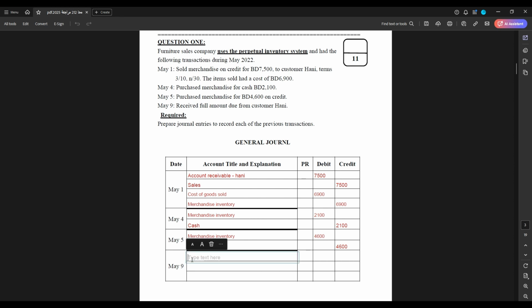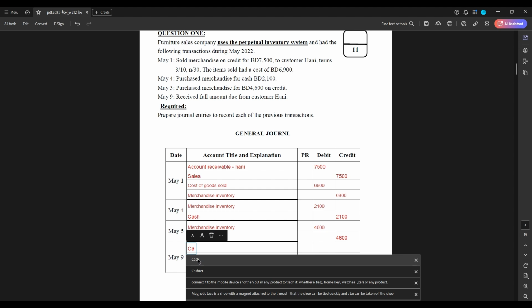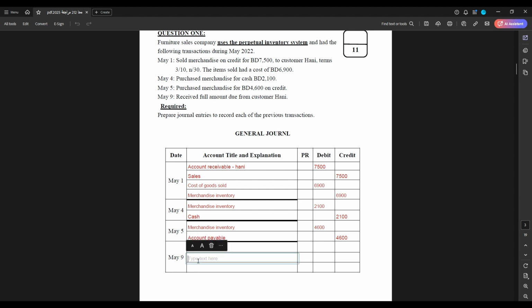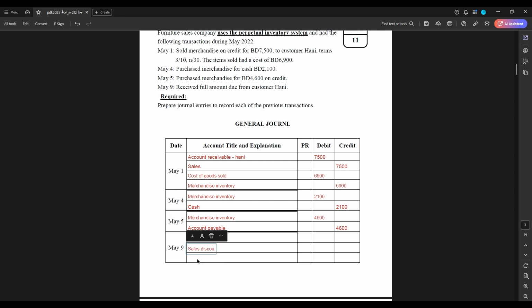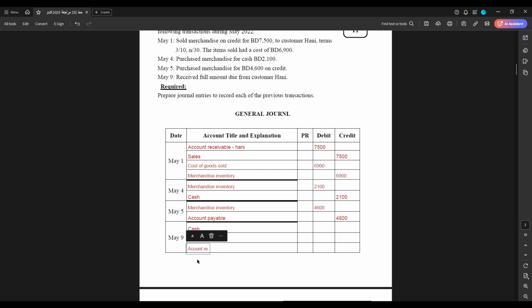So we record the cash minus discount. First cash debit, also sales discount debit, and we will record accounts receivable for Hani, the full amount, which was 7,500.